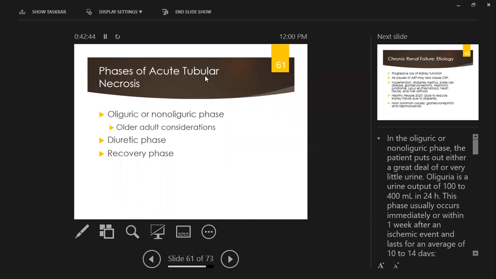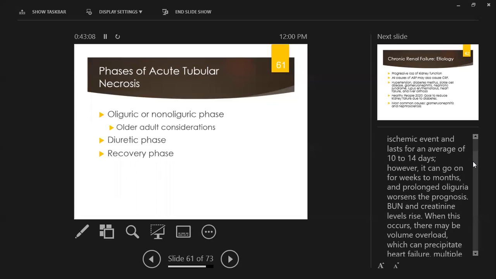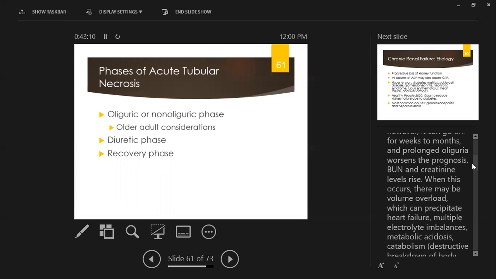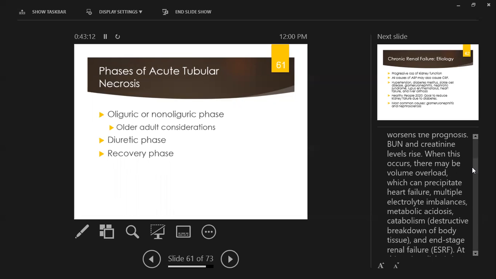Phases of acute tubular necrosis: we may see an oliguric or non-oliguric phase. In the oliguric or non-oliguric phase, the patient puts out either a great deal of urine or very little urine, just depending on how their body responds. Oliguria would be 100 to 400 milliliters in 24 hours. The phase would occur immediately or within a week after an ischemic event and would last 10 to 14 days. It can also go on for weeks or months, and prolonged oliguria would worsen the prognosis of the patient.